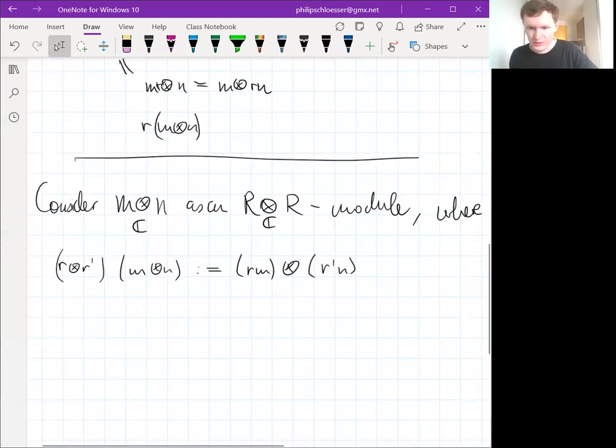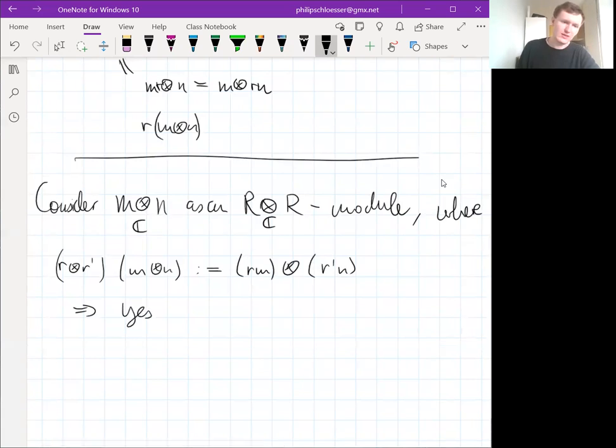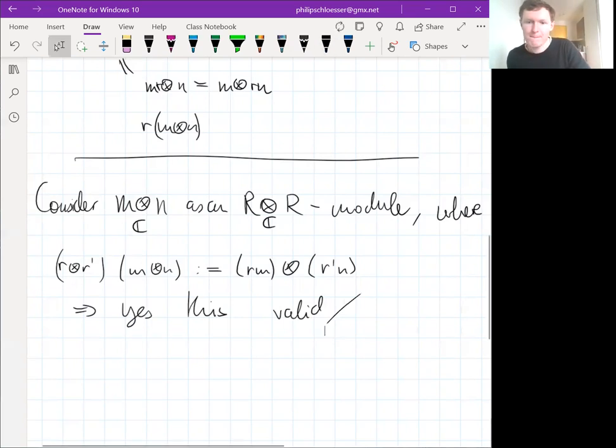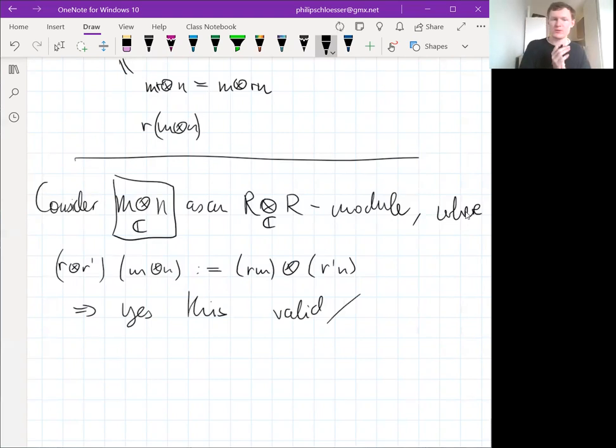And yeah, you can go through all of the gymnastics to see that, yes, this is a valid definition for a module structure. This is valid. So, okay, we've constructed some kind of tensor product of our modules. And while we weren't quite able to make them into a representation of R itself, we went for the next best thing and said, okay, well, it's a representation of R tensor R.